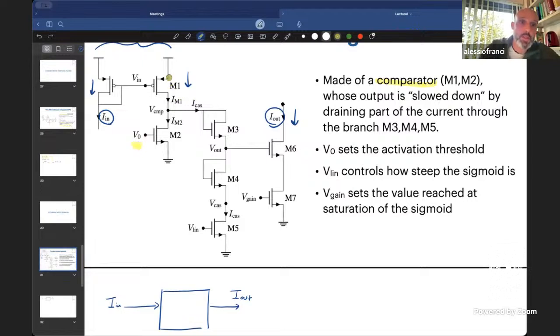So you can imagine that there will be current flowing inside here, basically when V in is smaller than V0.